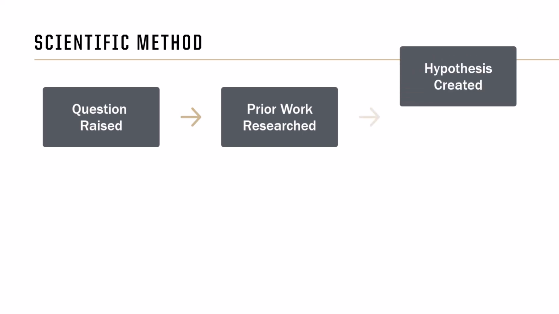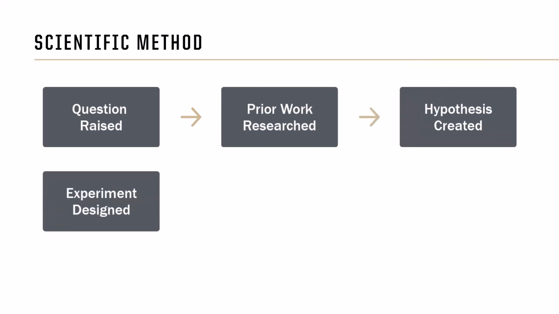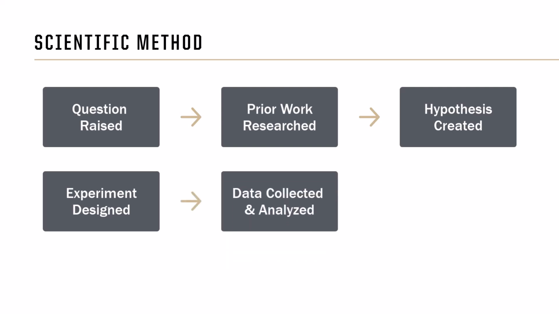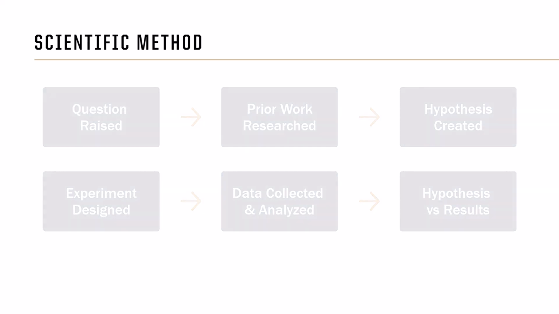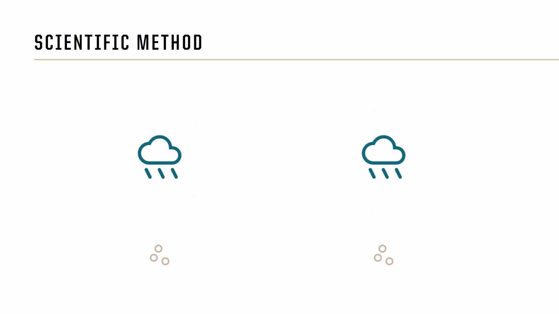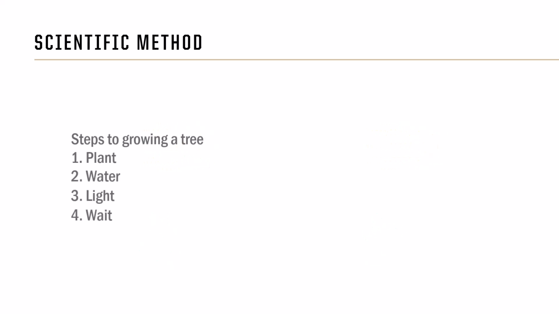In the scientific method, a question is raised, prior work is researched, and a focused hypothesis created. Then, an experiment is designed, and data is collected and analyzed to determine whether the anticipated hypothesis is validated or refuted. One of the goals of the scientific method is reproducibility. If you do the same experiment under the same conditions, you should get the same results. Similarly, if someone else analyzes your data in the same way, they should arrive at the same conclusions.